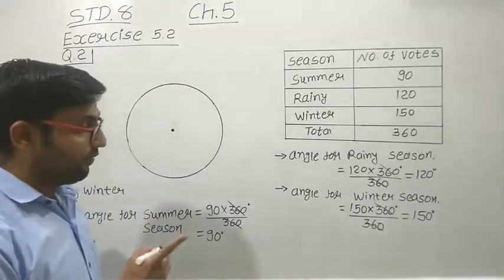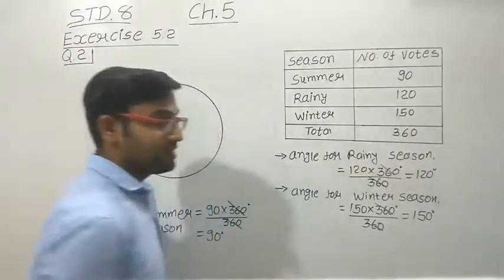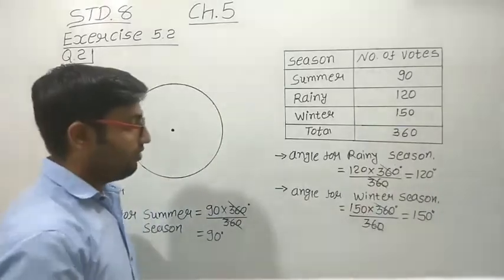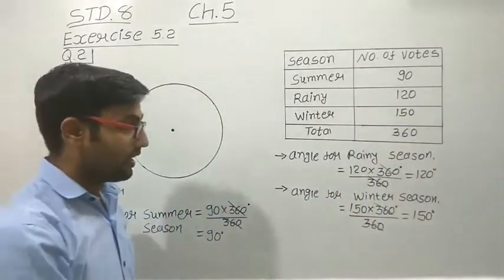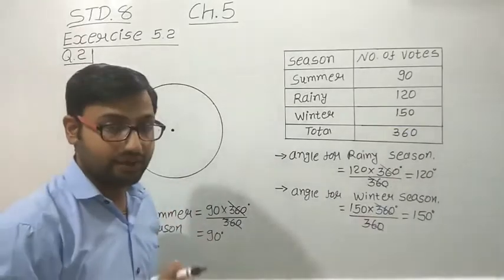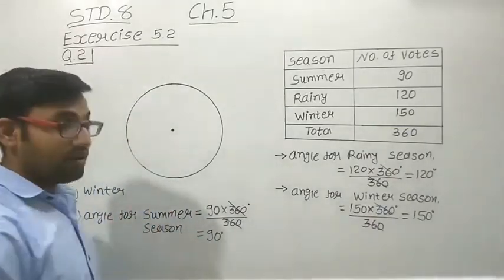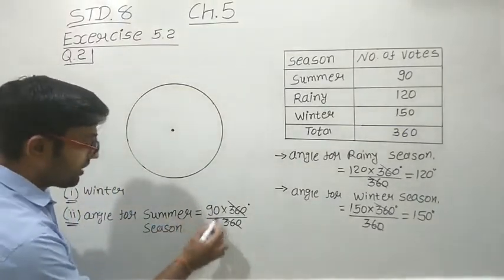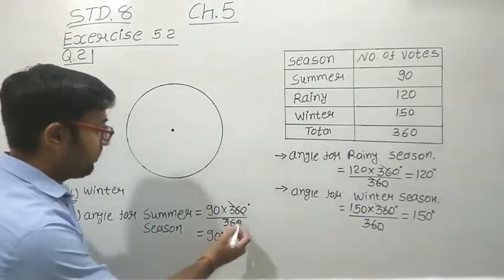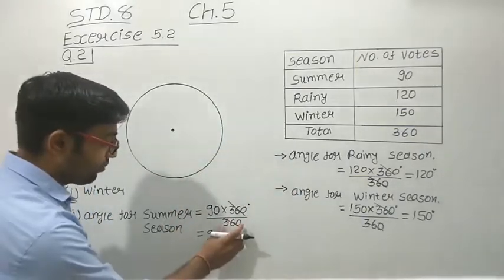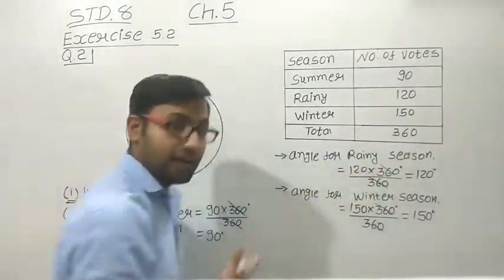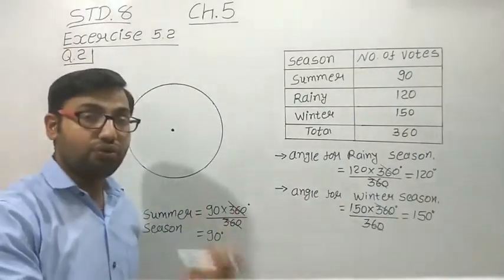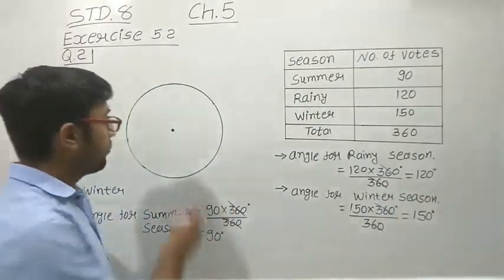Here it is easy for us to calculate because the total number of people is 360. But it is not necessary that every time the total is 360, right? Suppose the total is 500, then we have to divide by 500. For the season whose angle we want to find, we put that data, multiply it with the total number of degrees, and divide by the total number of data collected. The same thing we have to apply for this type of sum to find the angle.